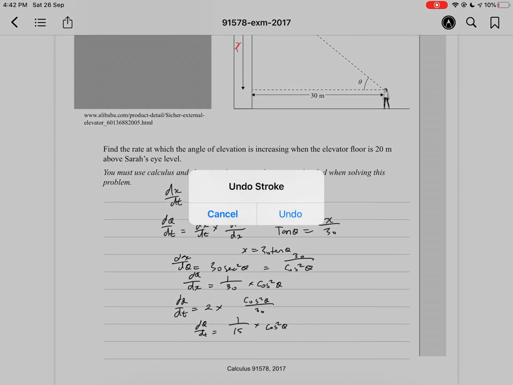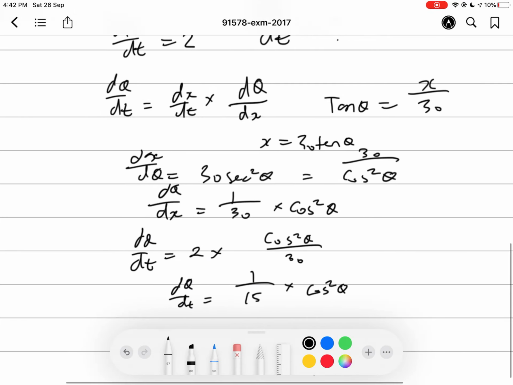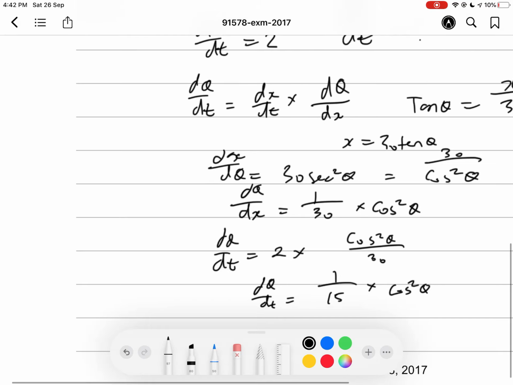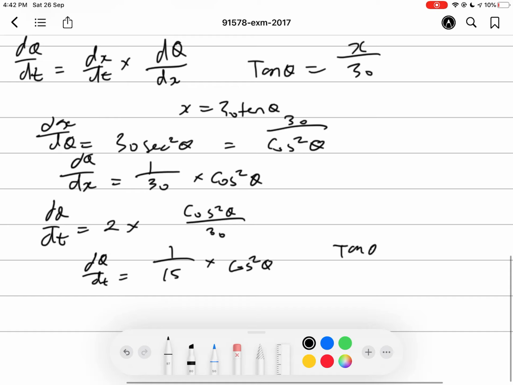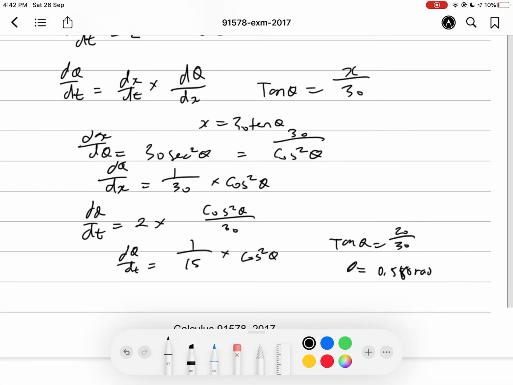The reason we need to find the angle when x equals 20 is because we have d theta over dt in terms of theta. So we need to find our value of theta when x equals 20. Therefore tan theta equals 20 over 30, so theta equals tan inverse of 2 over 3. That's about 0.588 radians. Remember, when you're doing these types of questions, it's always in radians.